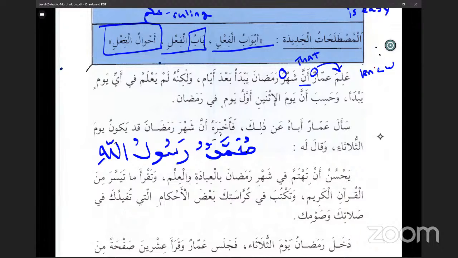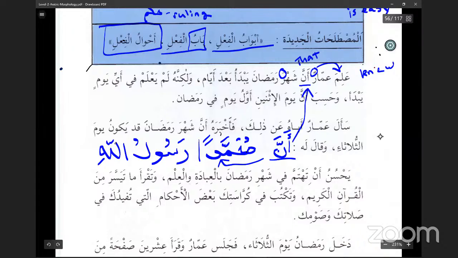Then when we say ashhadu anna, the same anna. Ashhadu means I bear witness. Anna, that. We can no longer say Muhammadun. We have to say Muhammadan Rasulullah. Ashhadu anna Muhammadan Rasulullah. Because of the anna. This anna came and forced the dhamma to change into a fatha. So that's what anna does. So alima Ammarun anna shahra Ramadana.